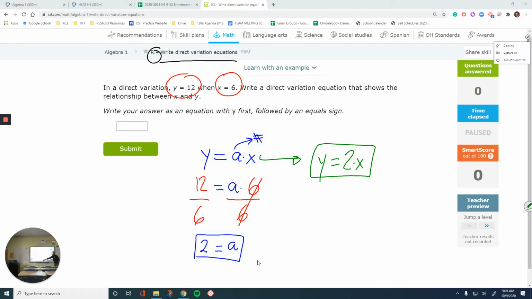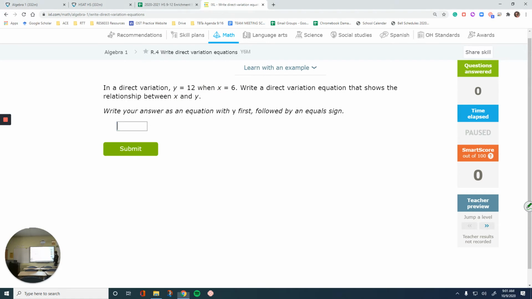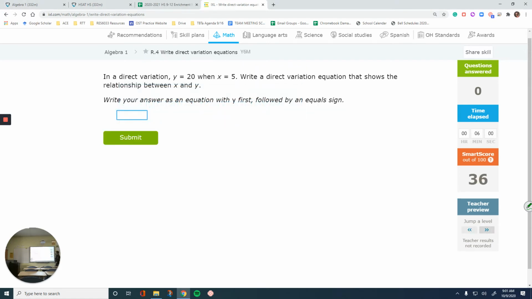This is the whole process. I will do another question using the same method. So it says in a direct variation. So I know that there is a direct variation, which means my equation is going to look like y equals a times x. I don't know what that direct variation constant is, which is a. So I can plug in the numbers that are given and then get the a by itself.